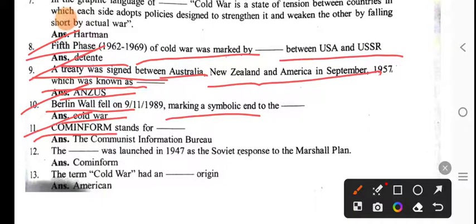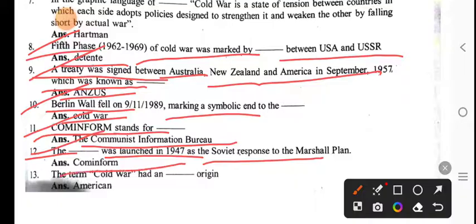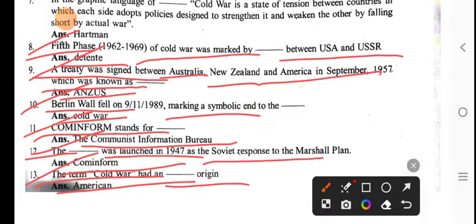Cominform stands for the Communist Information Bureau. The Cominform was launched in 1947 as the Soviet response to the Marshall Plan. The term Cold War has an American origin.